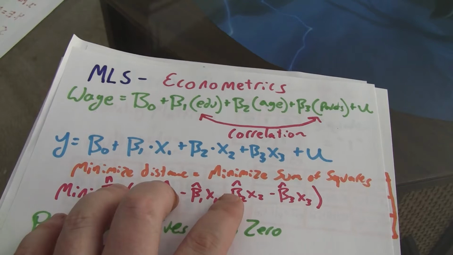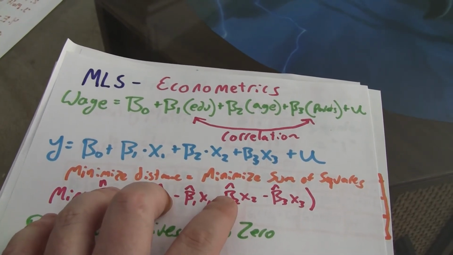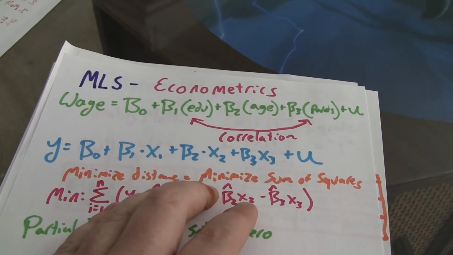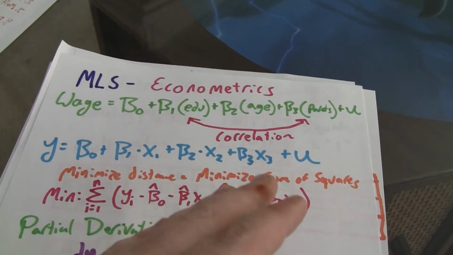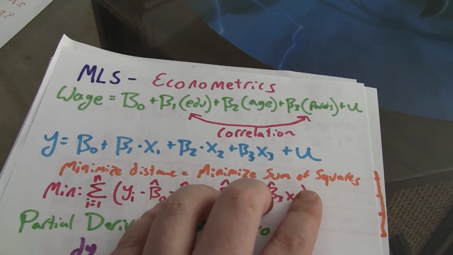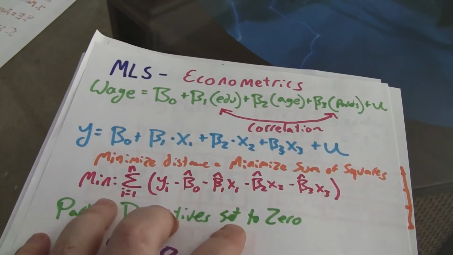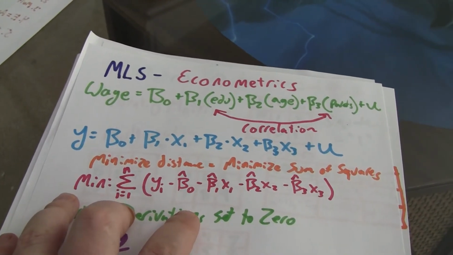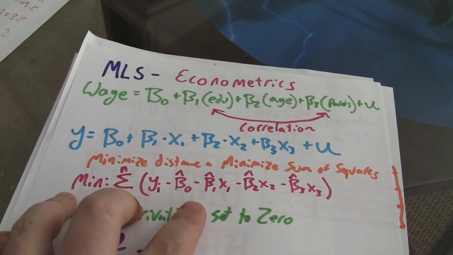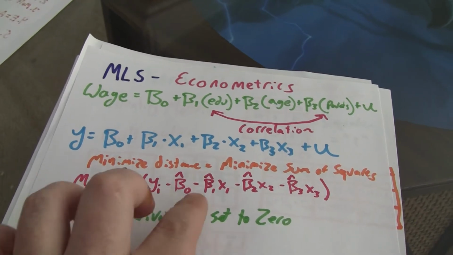And so our goal is to minimize the distance between the line that we fit and all the data observations, right? And so we want to minimize the sum of squares. The sum of squares is our distance. So we want to minimize the sum of yi minus beta naught, and so on.